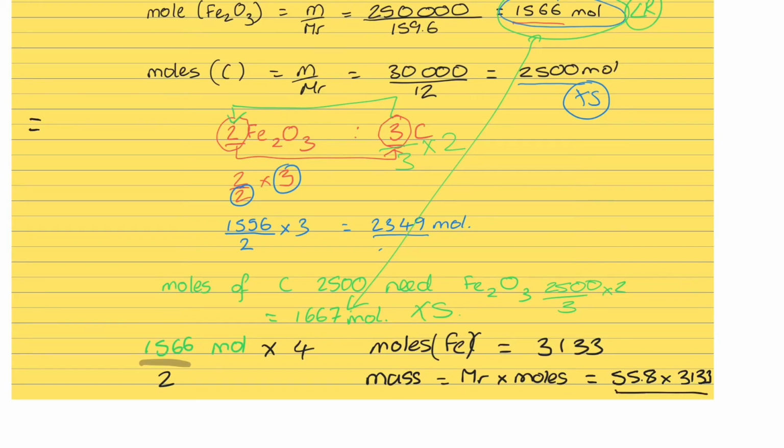So 55.8 times 3133 is 174812 grams. Okay, we're going to give our answer to 3 significant figures and in kilograms. So I divide this by 1000 and then give it to 3 sig figs, which is 175 kilograms.